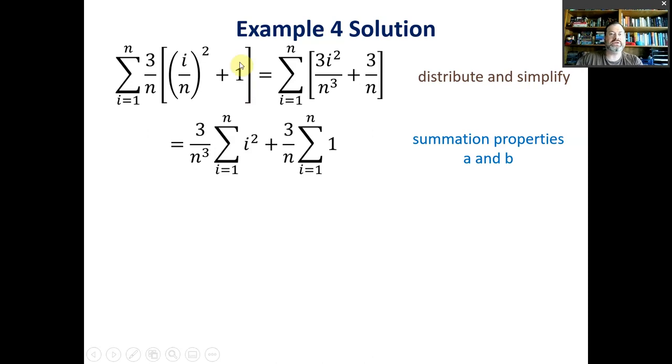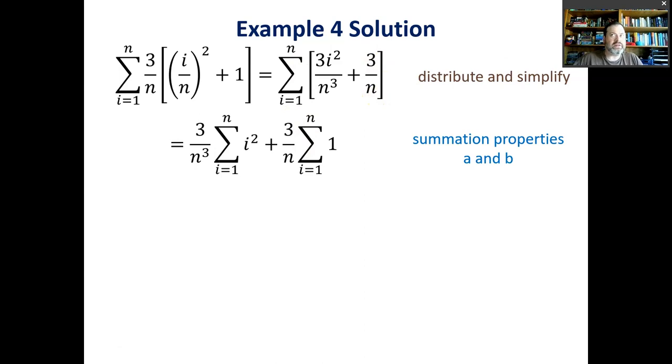So again, using those summation properties, I have a plus sign inside the summation so I can distribute this summation to both. Then I just keep pushing the summation in until it's right next to a 1, an i squared, or an i cubed. So in example 2, we had an i and an i cubed. In this one, we have a 1 and an i squared. And notice what I did here. This is a 3 over n.